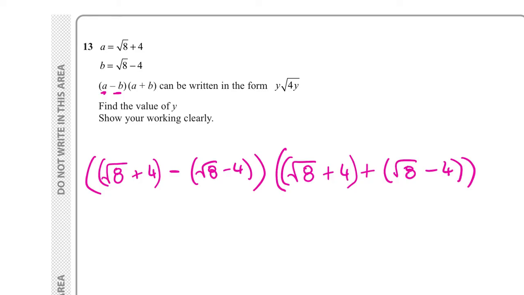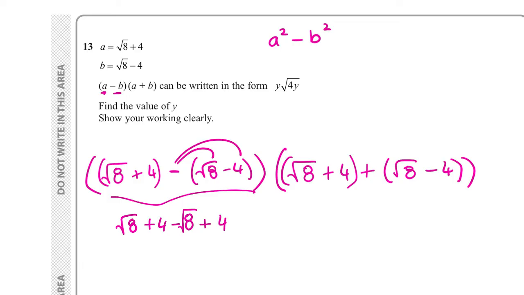For those of you looking to get that grade 9, we should be able to spot something. A minus B and A plus B is actually what? The difference of 2 squares. This is actually A squared minus B squared when we expand it. Okay? So even though we've done this, we don't actually have to do this. But what we will find is this is going to simplify to root 8 plus 4 minus root 8 plus 4, because minus times root 8, minus times minus 4, right? These are going to cancel.